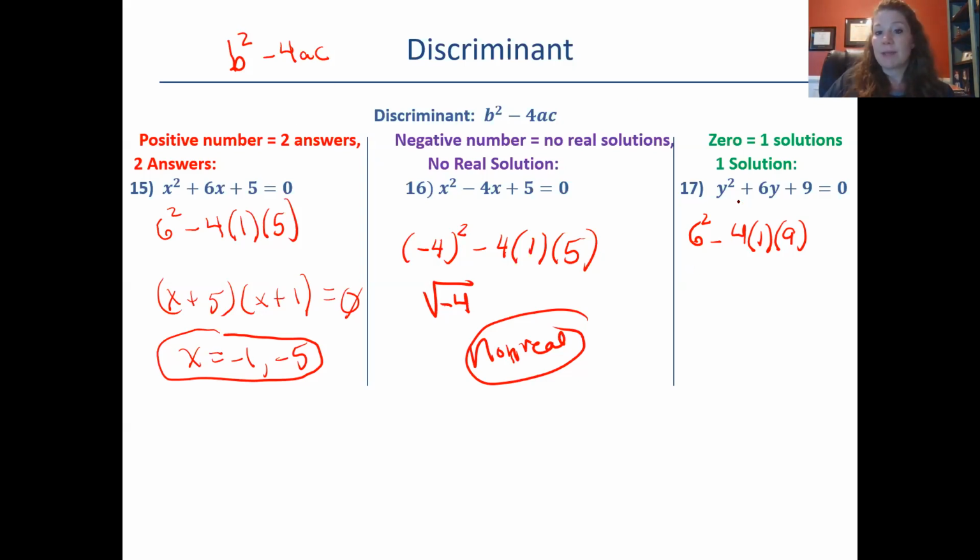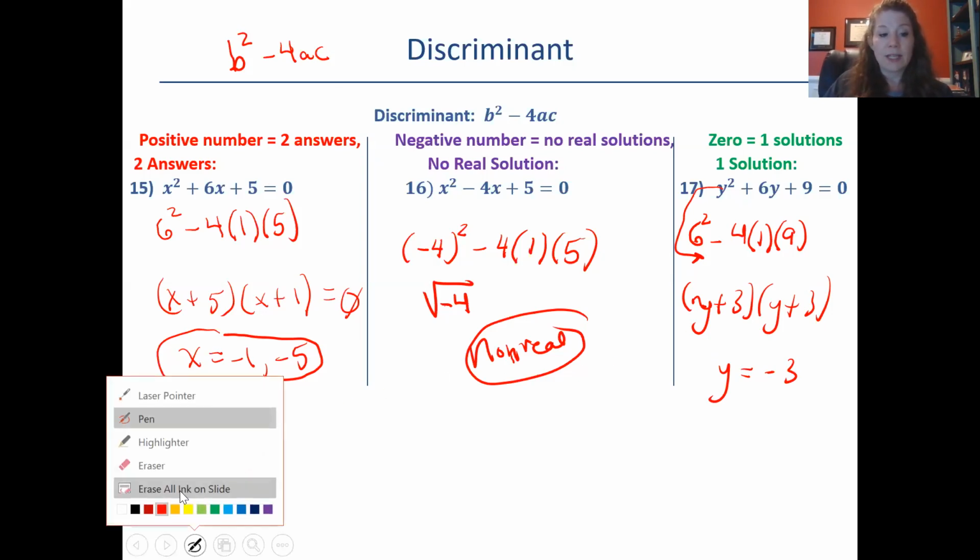Okay, so this quadratic would end up being y plus 3 squared. So if I finish with a quadratic equation, I would find out that y is equal to -3, which is only one solution. All right, moving on.